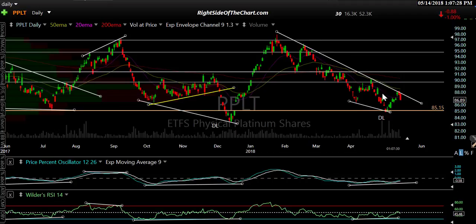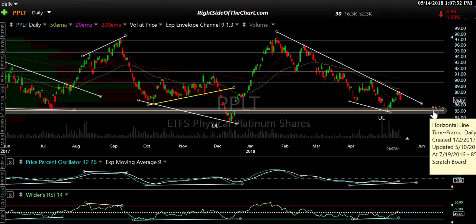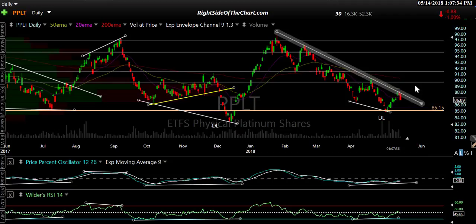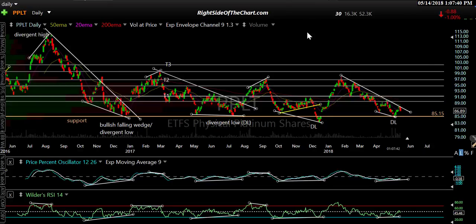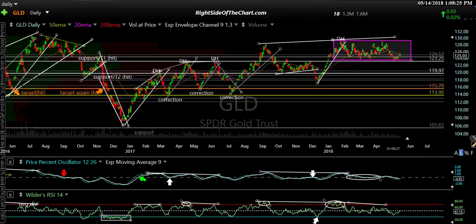But again, I outlined some scenarios there for platinum in that video last Thursday, and if we do break out, that would be a buy signal, an impulsive break, and especially a close above this downtrend line. And I guess that's about it. Let's keep this video short.